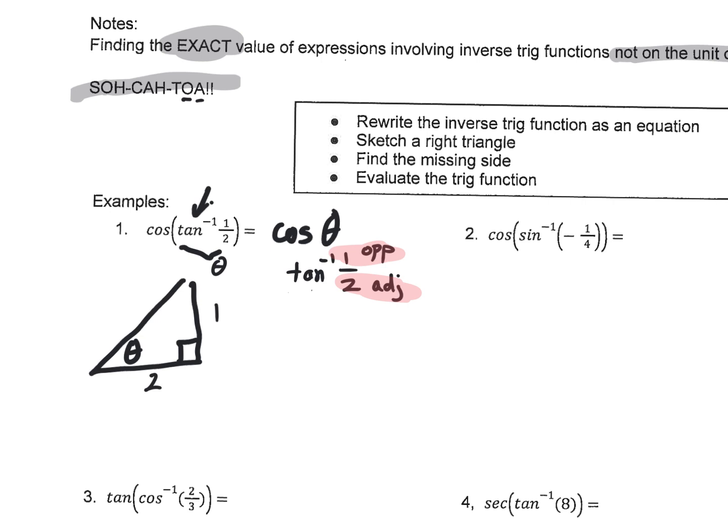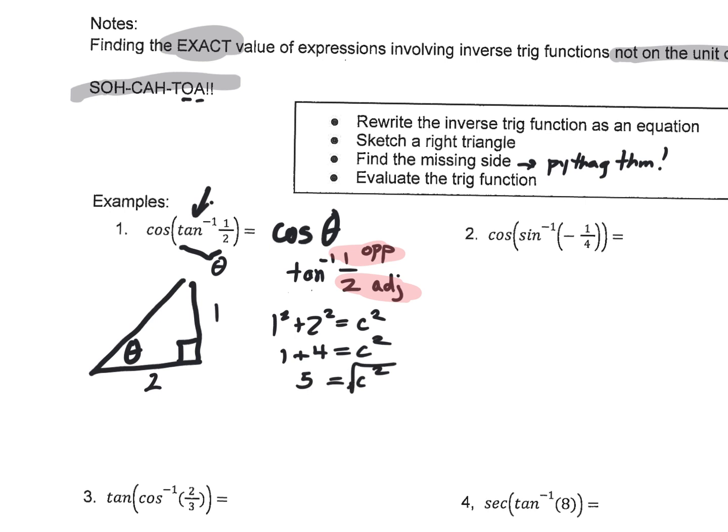So now what I need to do is find that missing side, the hypotenuse, using the Pythagorean theorem. So we know that 1 squared plus 2 squared equals c squared, don't we? So this is 1 plus 4. So c squared is equal to what? 5. So c is just the square root of 5. So this is the square root of 5.